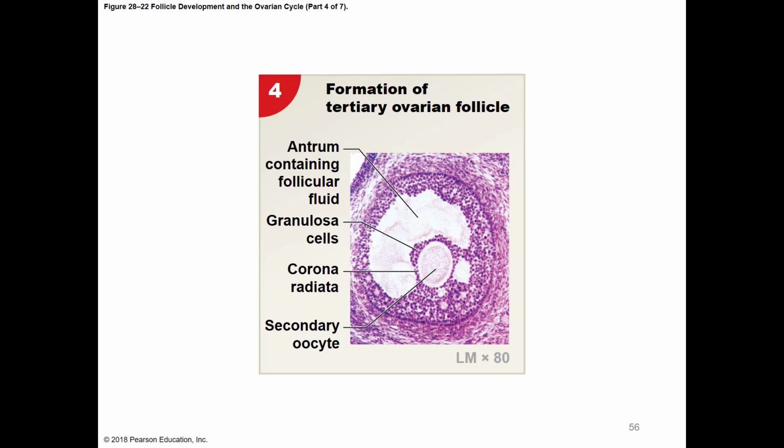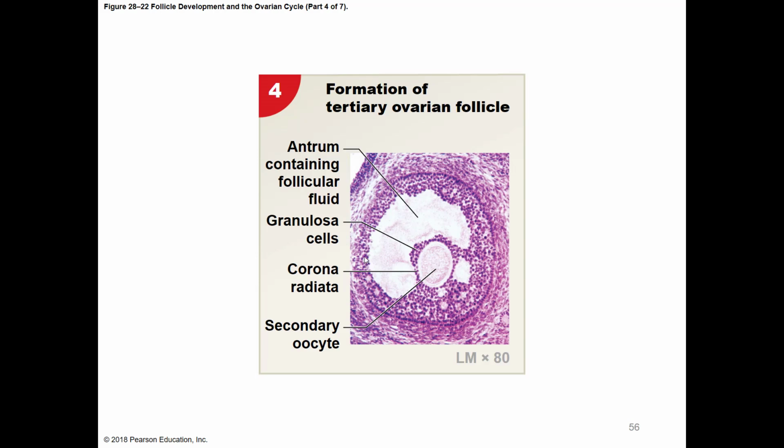So here is the tertiary ovarian follicle. You can see that the follicle wall has continued to grow, and the deeper follicular cells begin secreting follicular fluid. So here is the oocyte, which we now call secondary. And then this big thing here is the follicle, and you can see how swollen it has become. It is full of fluid, all this follicular fluid here.